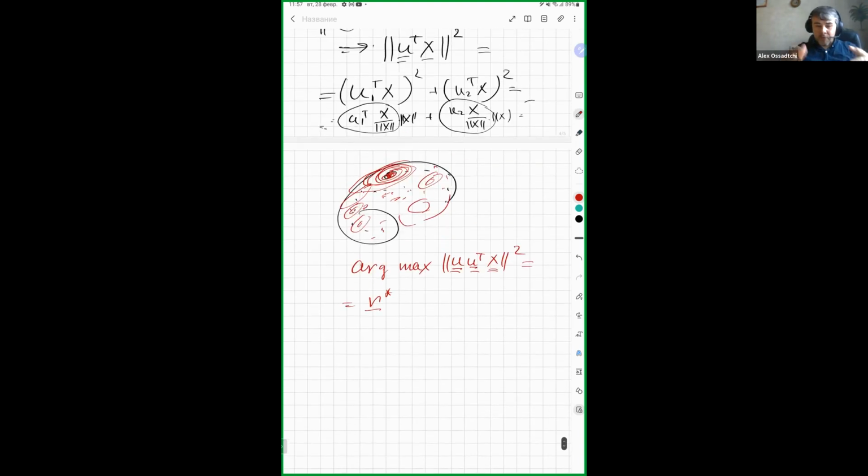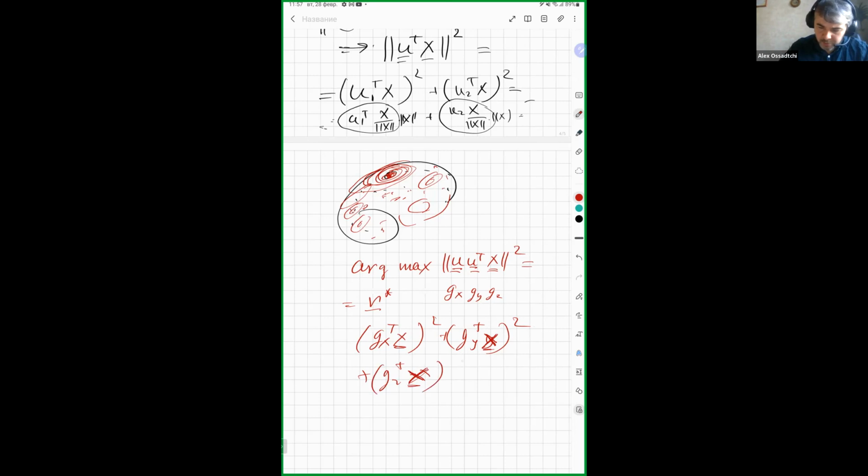Okay, now why on earth are we working with U and not with just GX, GY, and GZ? You may ask. Why don't we just say GX, because it would be simpler, right? I mean, GX transpose X squared plus GY transpose X squared plus GZ transpose X squared, with X here and X here, right? And then try to maximize it. Find such G that this is maximized.